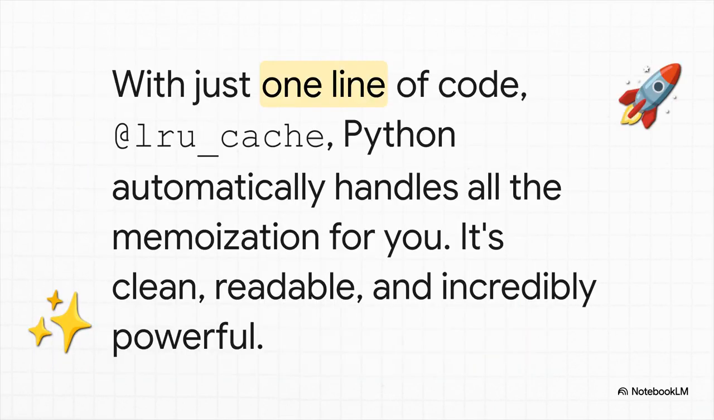And here it is. This is the magic trick. We take our slow, clunky Fibonacci function, we import lru_cache, and we add just one single line of code on top of it, @lru_cache. That's it. Seriously, Python now handles all of that memoization logic for us. It's clean, it's readable, and it is unbelievably powerful.